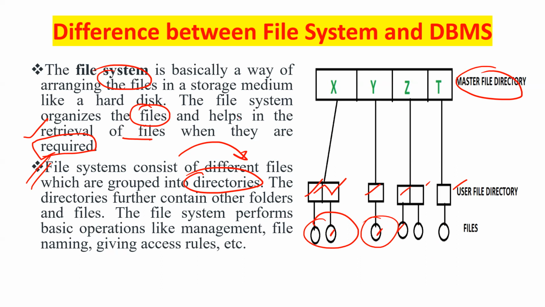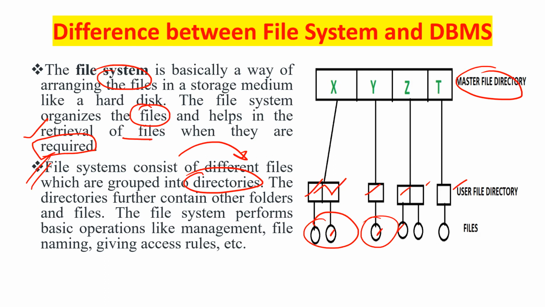So the file system consists of different files which are grouped into directories, and the directories further contain other folders and files. Like we can say that in the files we are using a multiplying factor. We have taken the multiplying factor 0.3, but actually we have to take 0.4. So we have to change the multiplying factor in all the files differently. First of all we have to open the file, then we have to change it. There is nothing like that in the file system. In a DBMS, if we change in one file, correspondingly it will be changed in all the other files where it is mentioned.